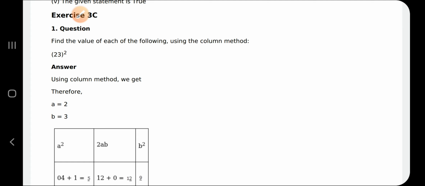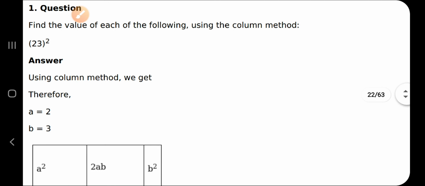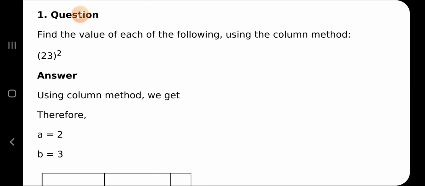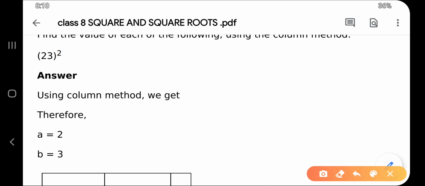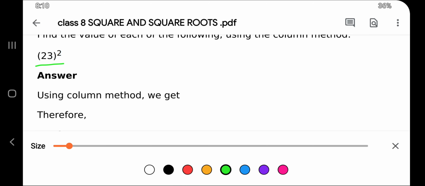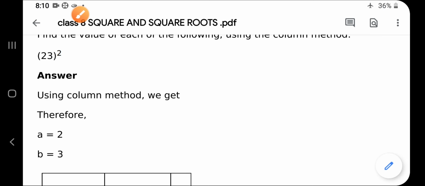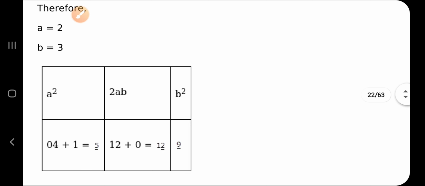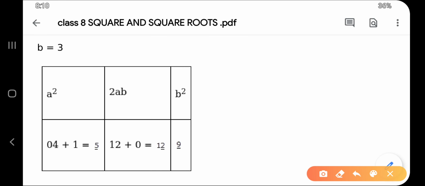Exercise 3c. Let's read the first question, which says: find the value of each of the following using the column method. We have to use the column method and find the square of this. The column method is very simple. For the column method, we have to find the square of 23 here.